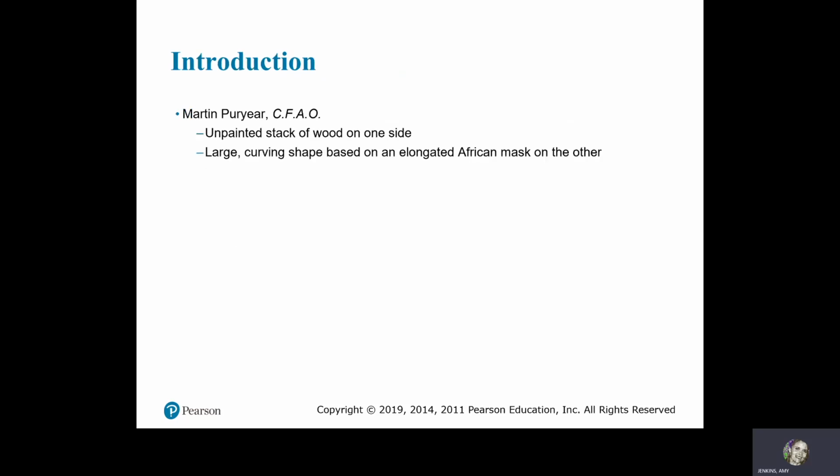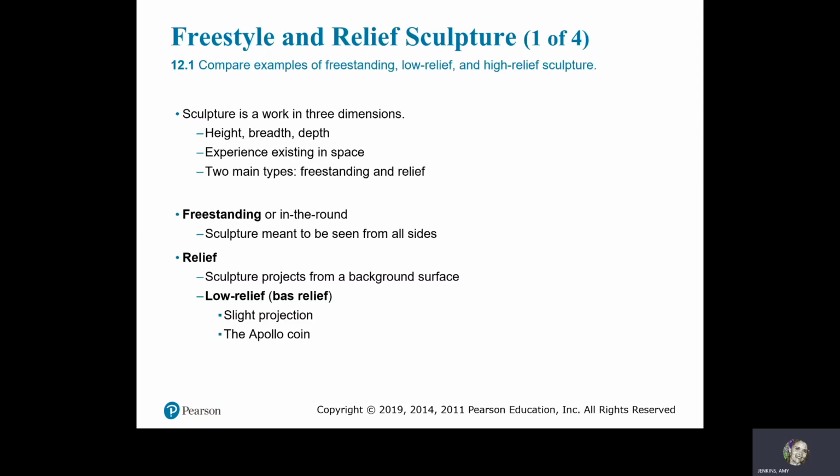Martin Puryear, CFAO. Unpainted stack of wood on one side, large curving shape based on an elongated African mask on the other. The sculpture is a work in 3 dimensions. It has height, breadth, depth. Experience existing in space. 2 main types. We have freestanding sculpture and relief sculpture.